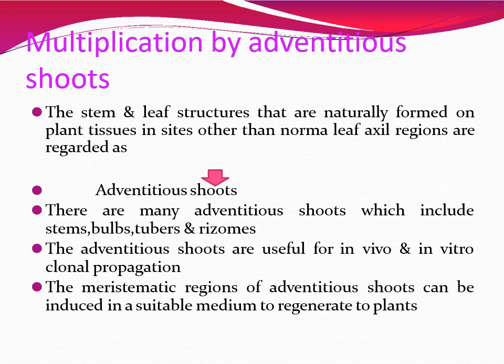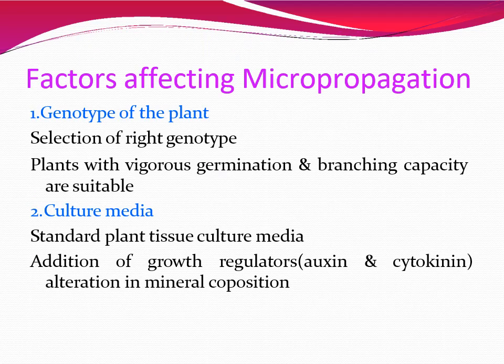Multiplication by adventitious shoot. Stem and leaf structures that are naturally formed on the plant tissue in sites other than the normal leaf axil region are regarded as adventitious shoots. There are many adventitious shoots, which include stems, bulbs, tubers, and rhizomes. Adventitious shoots are useful for in vivo and in vitro clonal propagation. The meristematic region of an adventitious shoot can be induced in a suitable medium to regenerate into plants.